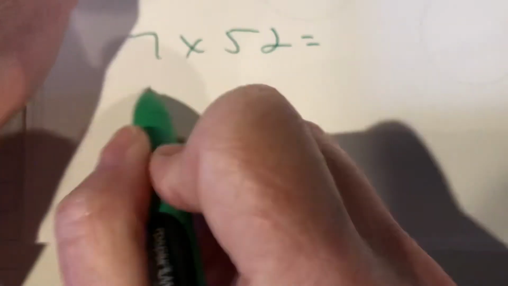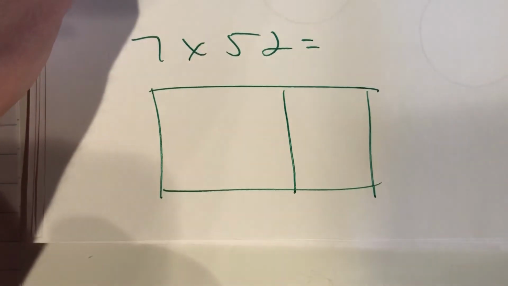Are you ready for your grand finale? I hope so. 7 times 52. Solve that using the area model. Press play when you're ready.